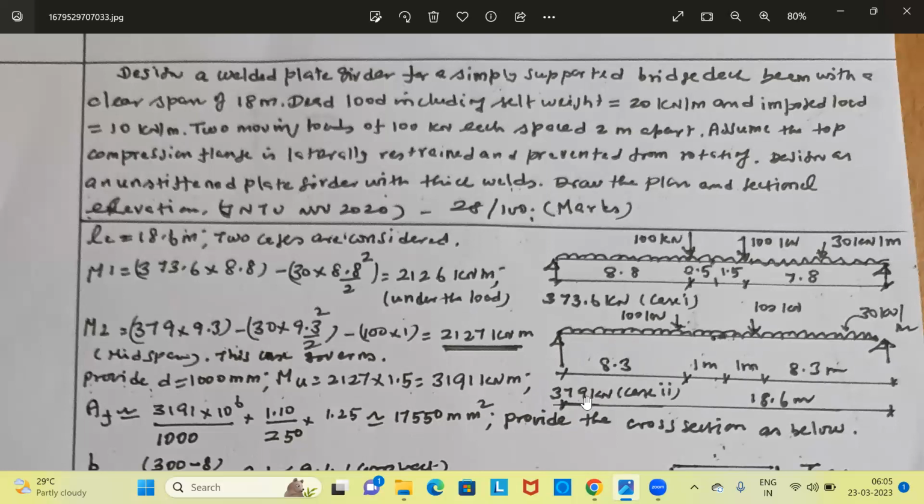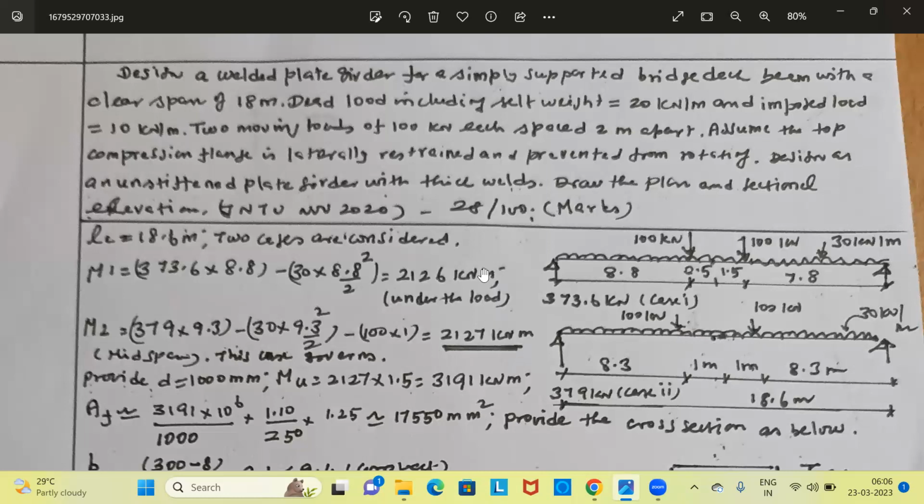Here we have to calculate the bending moment at the midspan. Now 379 is the reaction. The midspan distance from left support is 9.3 meter. 379 into 9.3 minus 30 into 9.3, load acting at a distance of 9.3 by 2, 30 into 9.3 square by 2, minus 100 into 1 meter. These 2 point loads are placed at a distance of 1 meter from midspan section. This gives 2127 kilonewton meter.